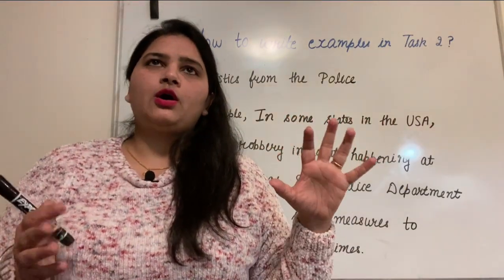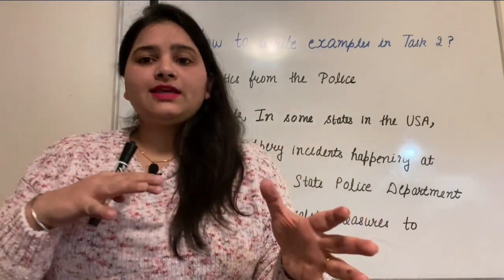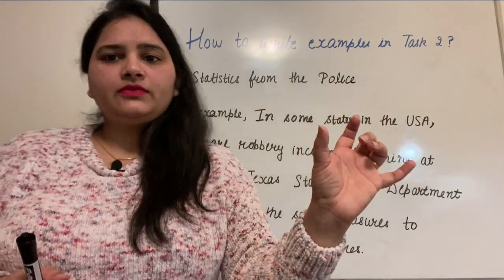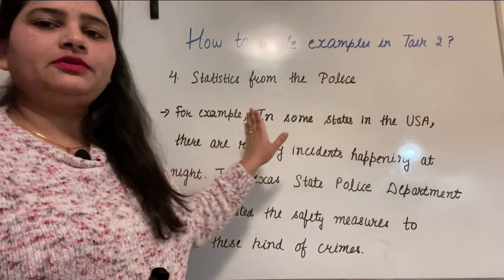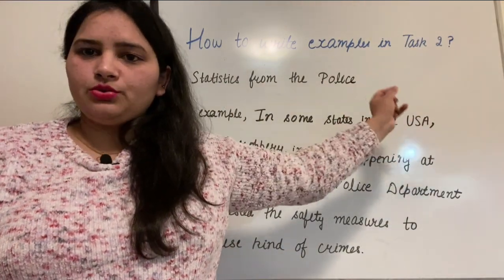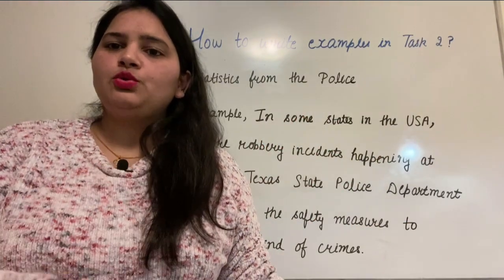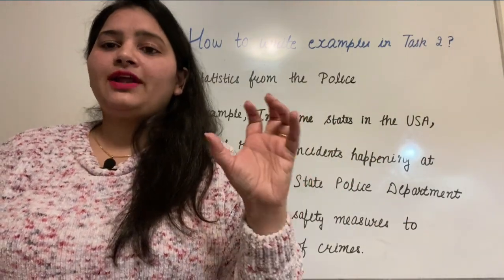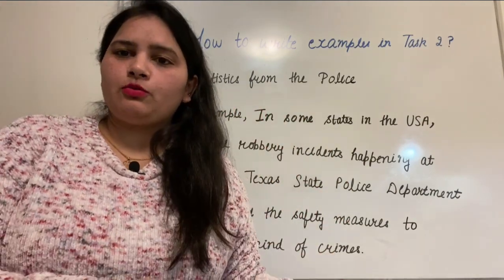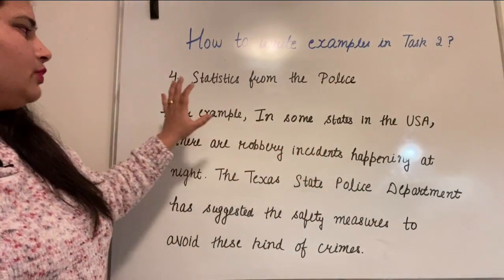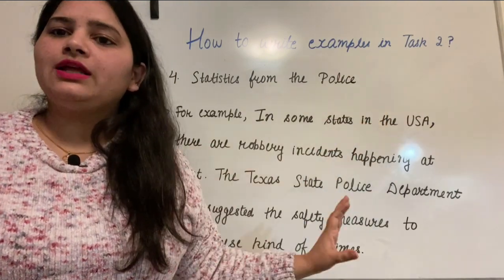So if the essay is related to some kind of crime, then you can just write it here. You can just start with, for example, then any police department that you know and that you want to include, and just add the example that you want to write to validate your point, what you want to say and how you can justify your point. Okay, so this is how you can write when there is an essay based on crimes and criminals.